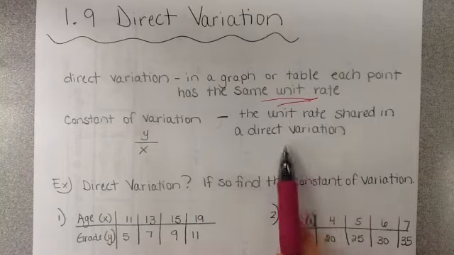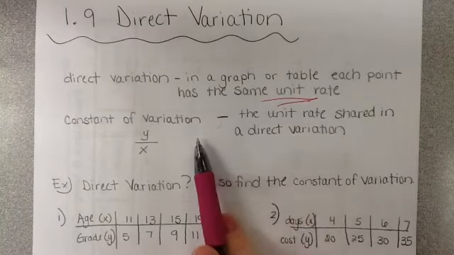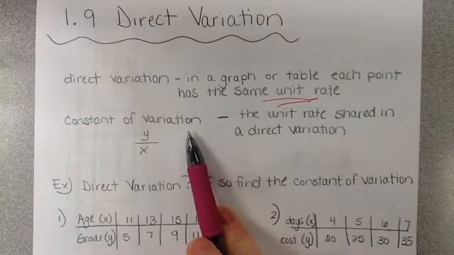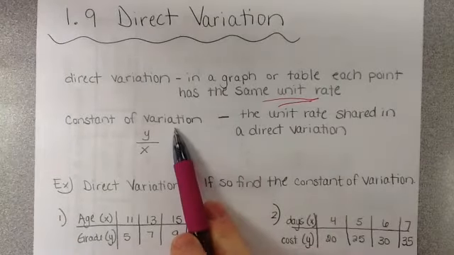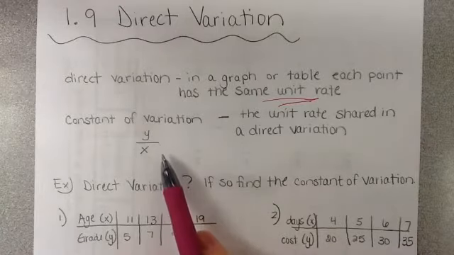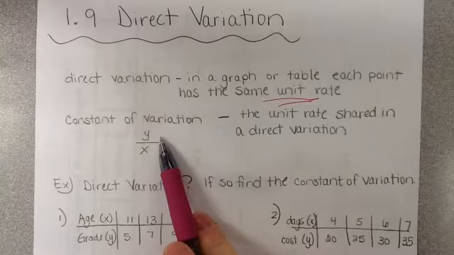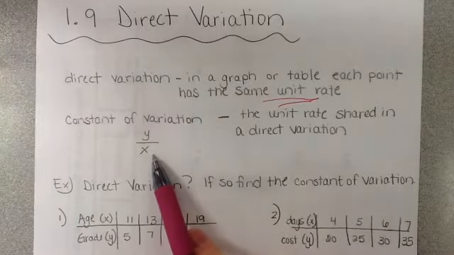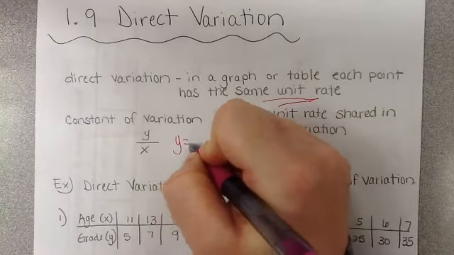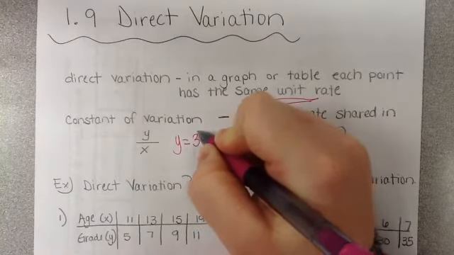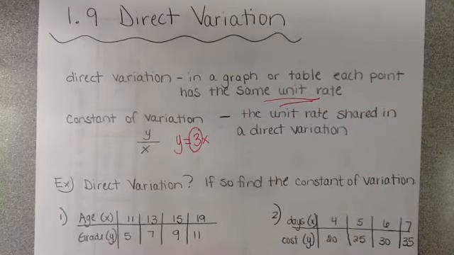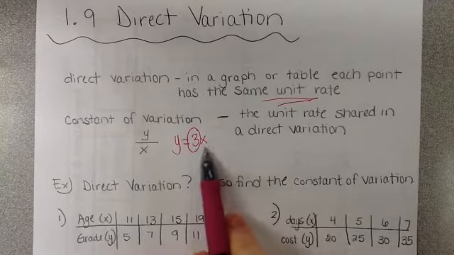The unit rate that they all have in common is our constant of variation. To find that, we just take y divided by x. Our y value, or our rise, divided by x, or our run, for our slope. In an equation, this value right in front of x is also the constant of variation because you're multiplying every x by 3.